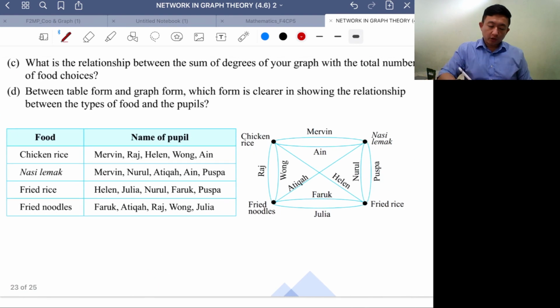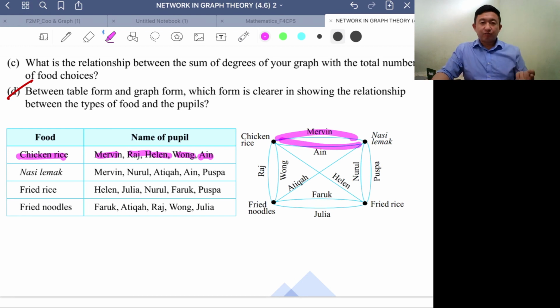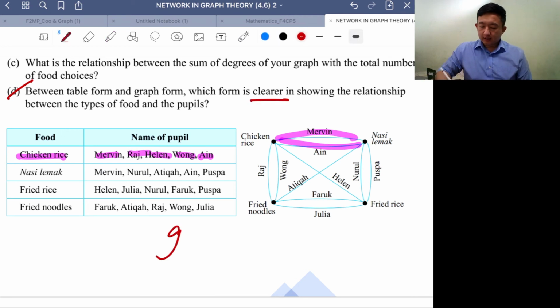And then the last question, between the table form and the graph form, which form is easier in showing the relationship between the food and the students? If you look at the table, chicken rice, at first look you can only tell that these 5 students like chicken rice. But if you have the first look at the graph, not only does it tell you 5 students like chicken rice, it also tells you that Melvin and I both like chicken rice. They also like nasi lemak. So it's very clear, it's very precise. So which one is the better way of presenting? Graph form.